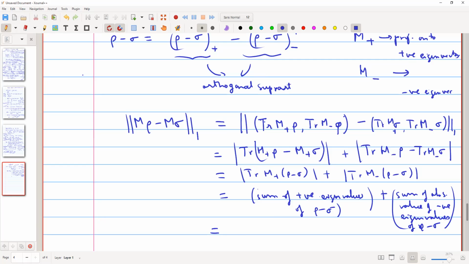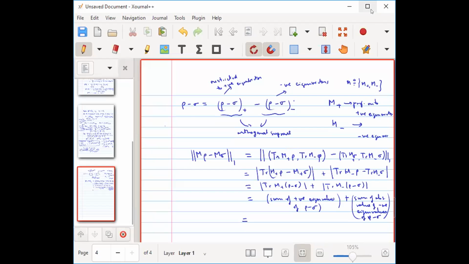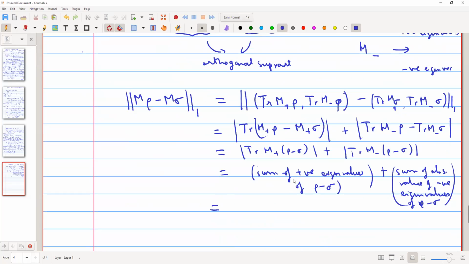So this is the one norm of rho minus sigma. This is the sum of absolute values of positive eigenvalues of rho minus sigma plus the sum of absolute values of negative eigenvalues of rho minus sigma. So in other words, this is the sum of all the singular values taken together of rho minus sigma.